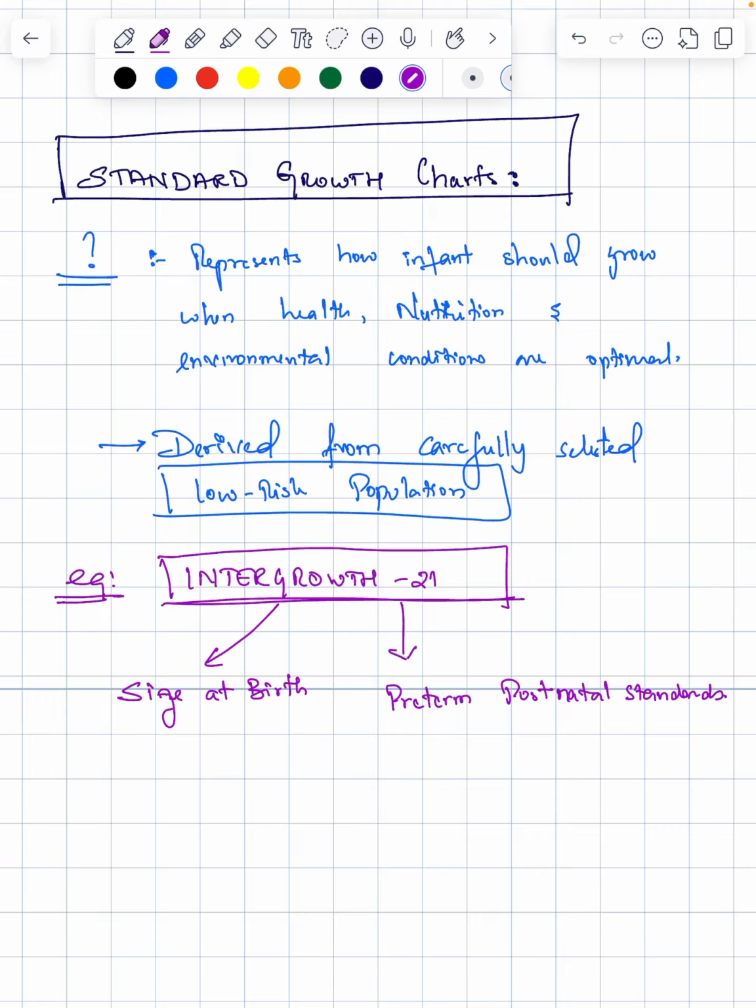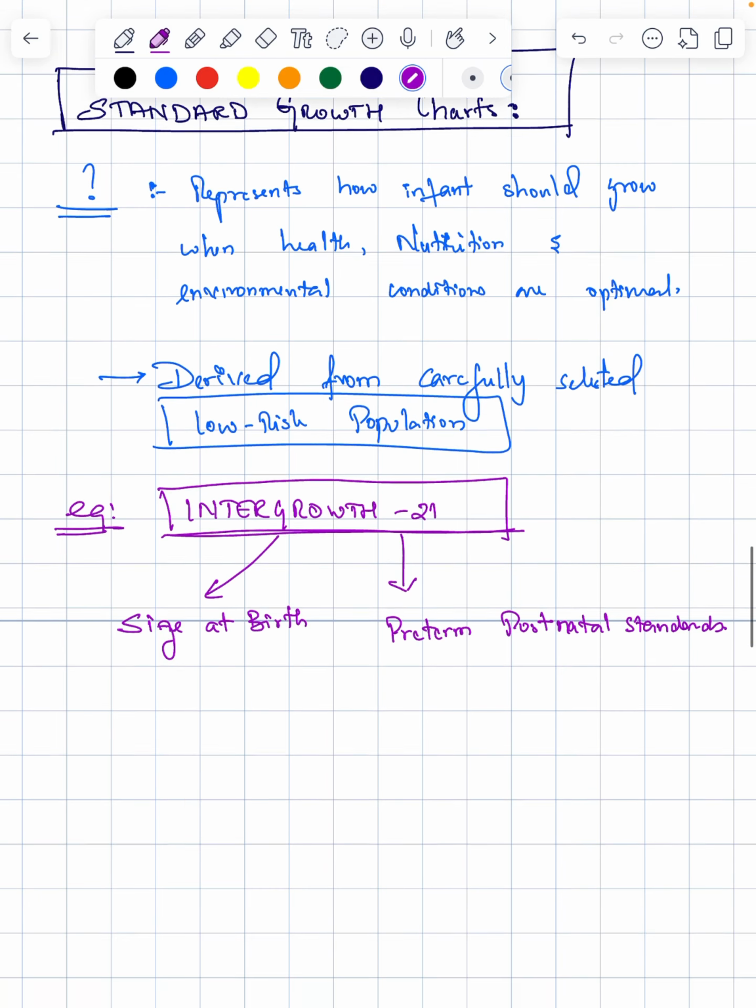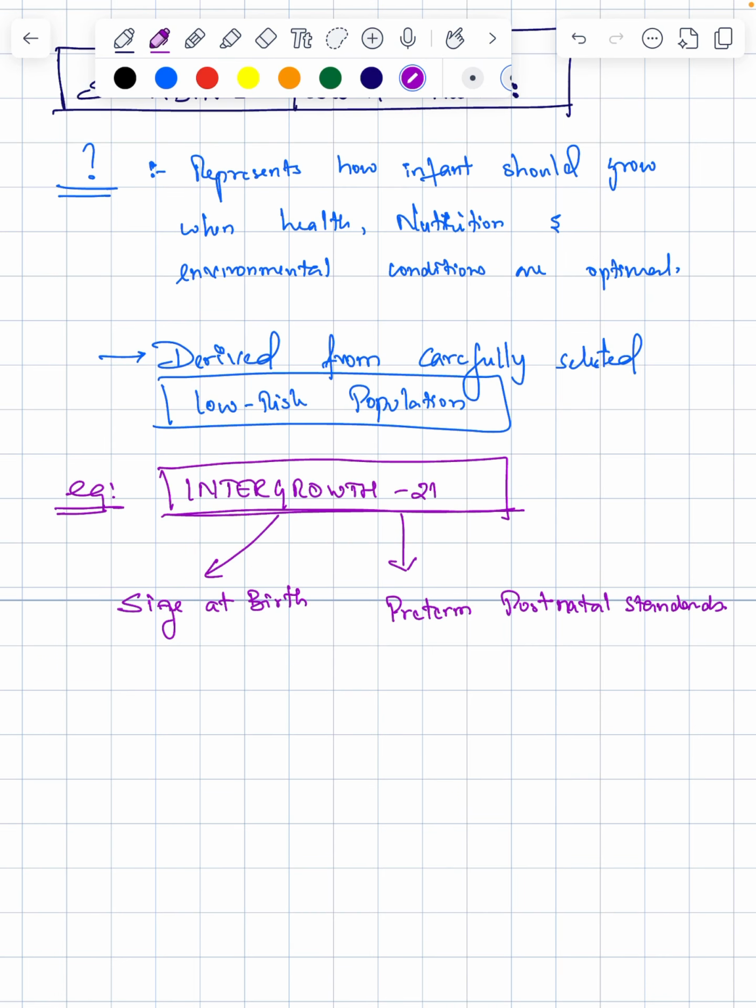So what does this Intergrowth 21 project have? Very important points regarding your Intergrowth 21 project. Okay, yes.